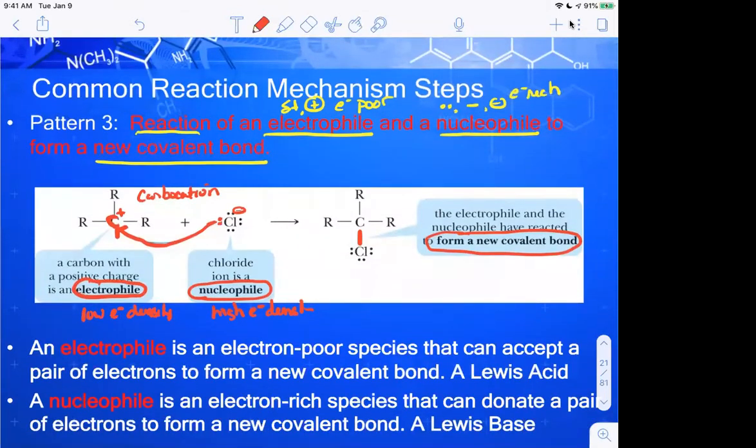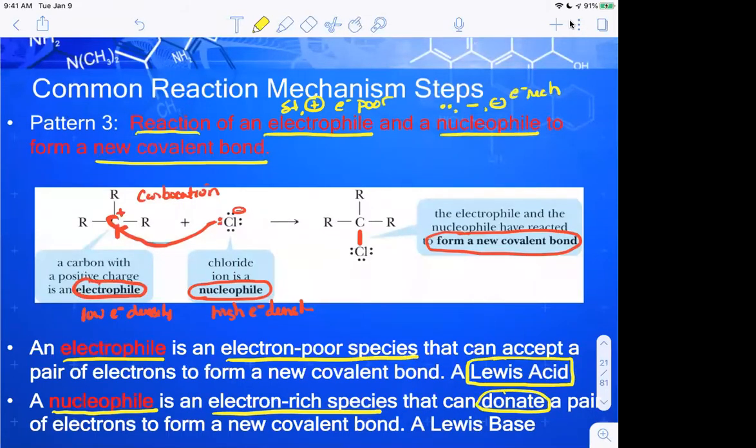Just to reiterate, my electrophile is electron poor, and it will accept a pair of electrons to form a new covalent bond. This can also be described, according to acid-base theory, as a Lewis acid. A nucleophile is electron rich. I can donate a pair of electrons. This would be my Lewis base. So this one can accept a pair, this can donate a pair. And again, that's what we talked about in Lewis acid and base theory.